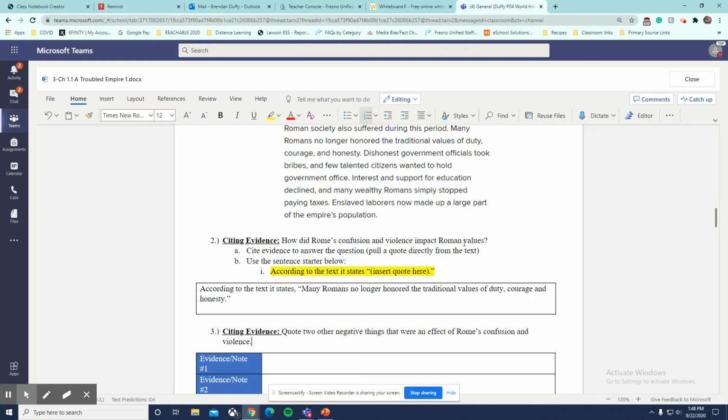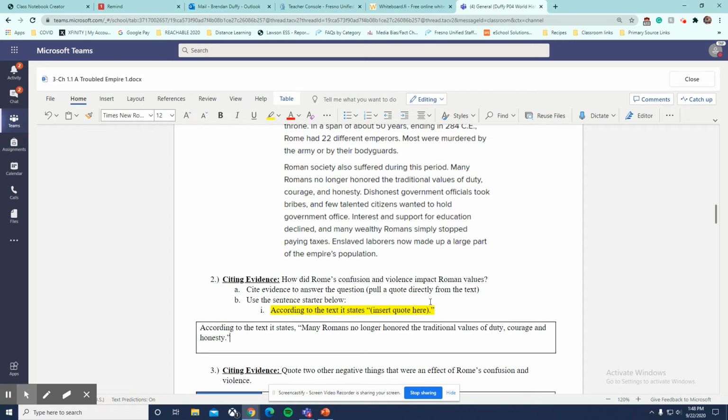So for the first one, it's more specific. You're looking for how this impacted Roman values. So I would look for that keyword, Roman values. And this one, you're just looking for two other negative things that happen. Now we did this one in class too. This is an example. I did a think aloud talking about how I looked for this word values, and eventually I found it down here.